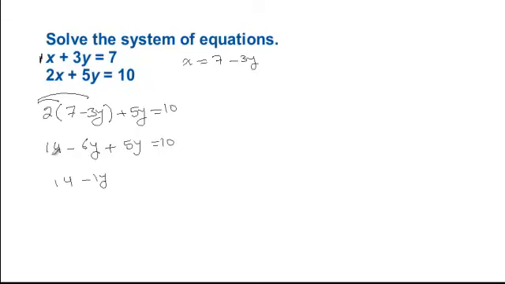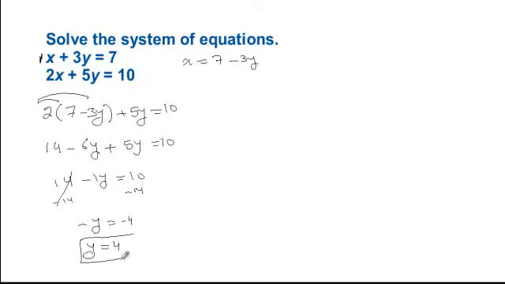And here we also have 14 equals 10. Subtract 14 on both sides. So we get minus y equals 10 minus 14, which is minus 4. Then we divide by minus 1, or multiply by minus 1, and you get y equals 4.